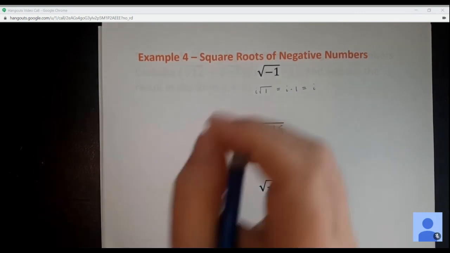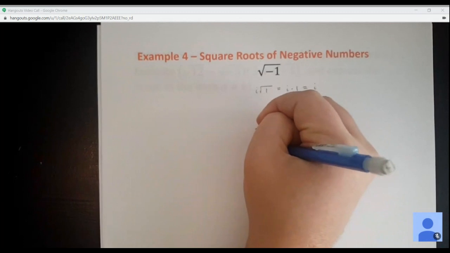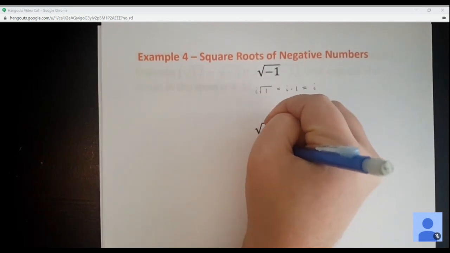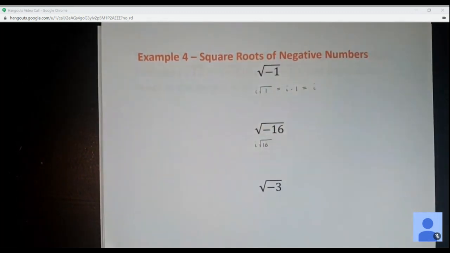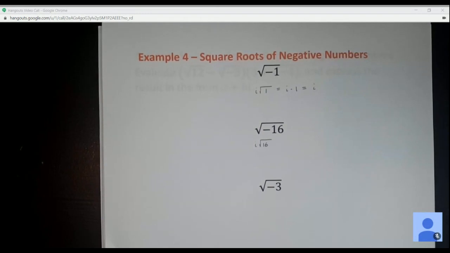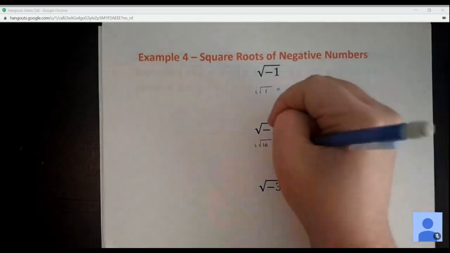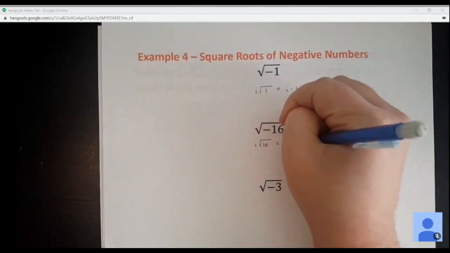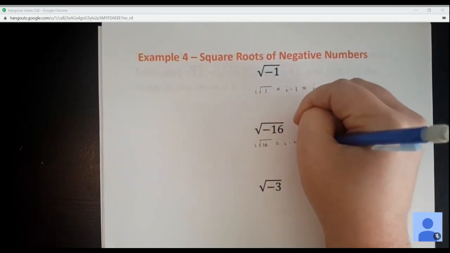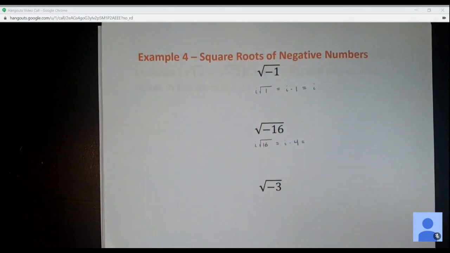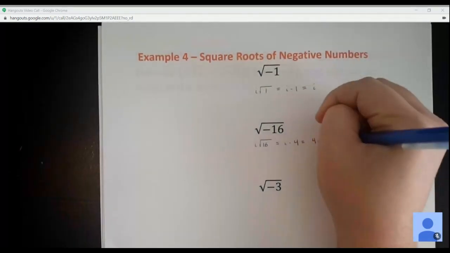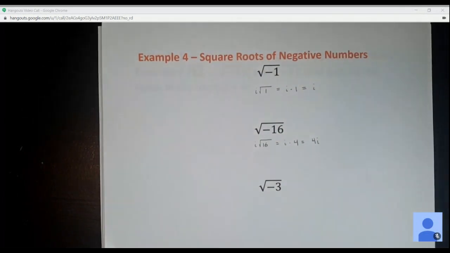Almost, okay? So you're on the right track. So the first thing I'm going to do, I'm going to bring out the i. I'm going to keep the square root of 16. What's the square root of 16, though? 4. Good. So this becomes i times 4, which would just be what? Good. 4i. Okay. Any questions there?